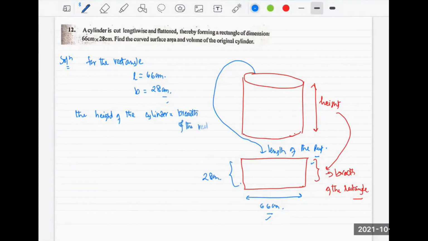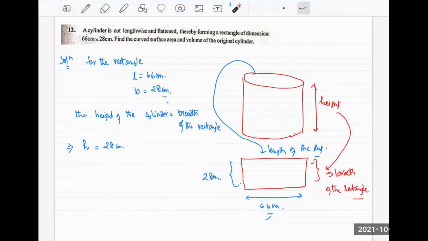Breadth of the rectangle. Now, height of the cylinder, I'm going to represent it by h. Breadth of the rectangle is how much? Breadth of the rectangle is 28. So the height of the cylinder is 28 centimeters.